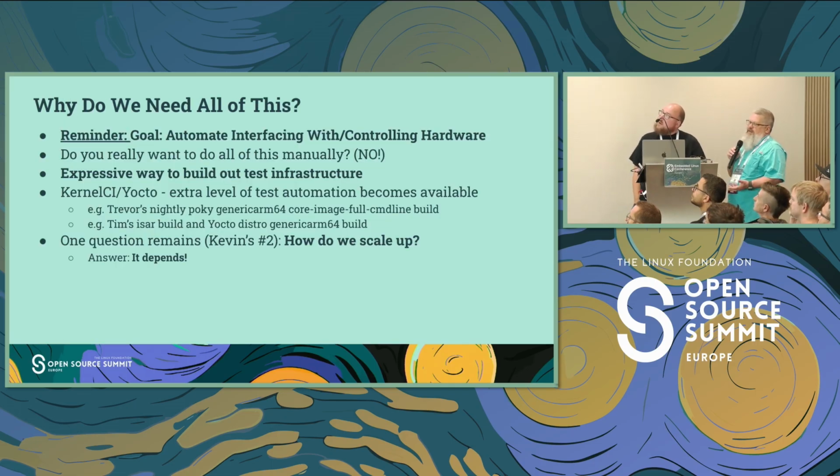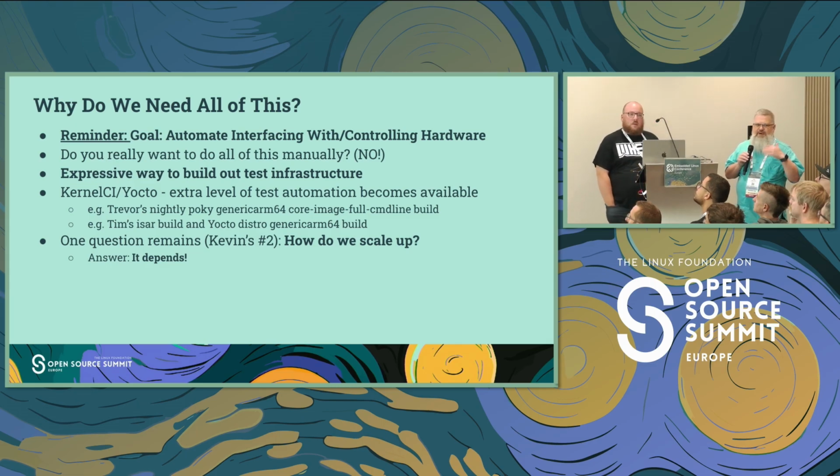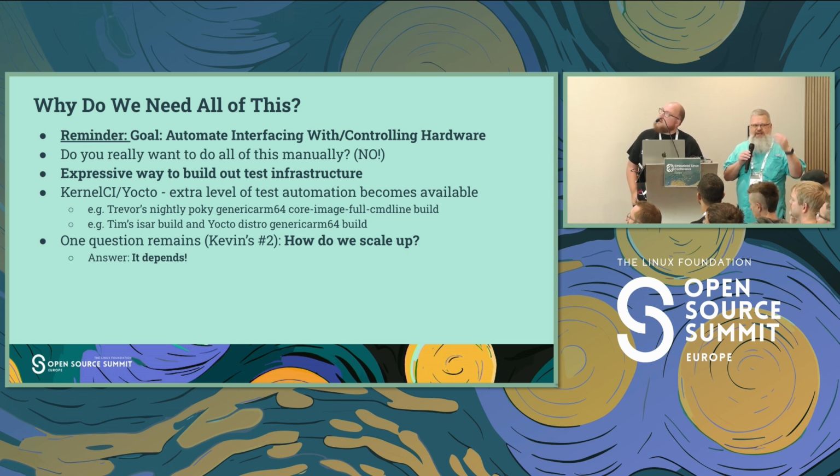So why do we need all of this? What was our goal, right? When we talk about automation here, the goal wasn't actually CI. It wasn't full hardware in the loop automation. It was just automating interaction with the hardware to stop having to run the same damn commands 1,000 times over and over again.